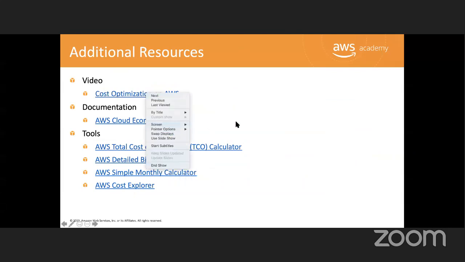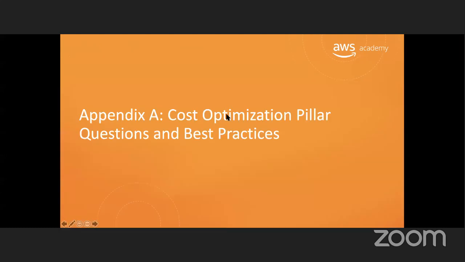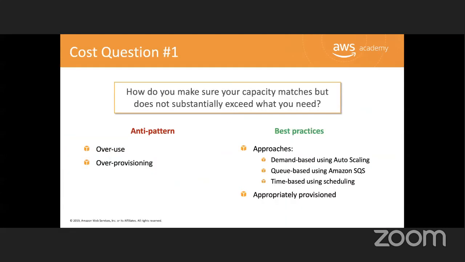Cost Explorer. So the questions: how do you make sure your capacity matches but does not substantially exceed what you need? The anti-pattern is overuse or over-provisioning. And the best practice is what? Auto-scaling, right? Queue-based using Amazon SQS, and time-based using scheduling. And that's going to be appropriately provisioned. You're not going to be under-provisioned or over-provisioned.